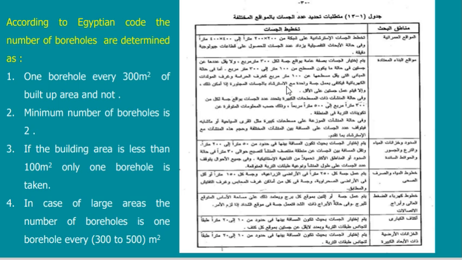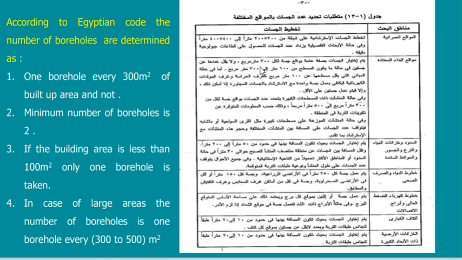The judgment is for me to see. If this is a very important structure, then let's take 4 boreholes. If it is not very important, then 3 boreholes. It depends also on the budget. If you have a good budget, then you can increase. With a low budget, you can decrease, and so on. But anyway, every 300 square meters, you need one borehole.